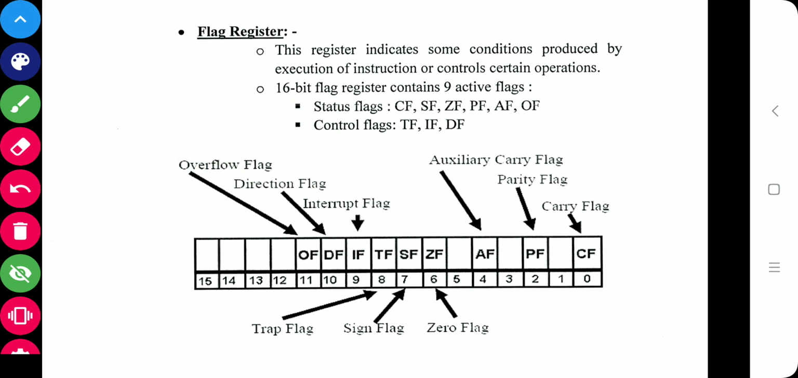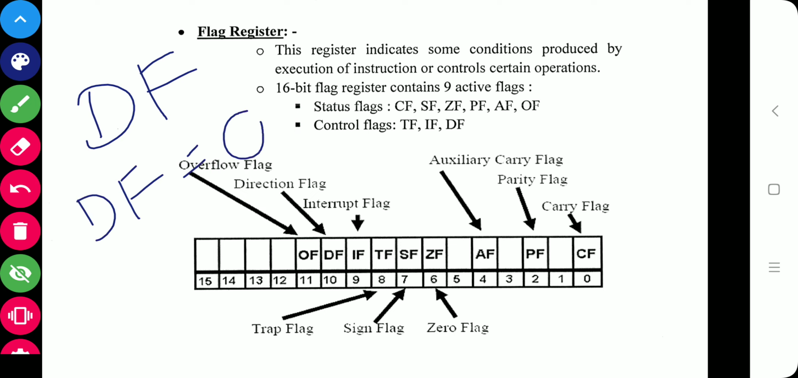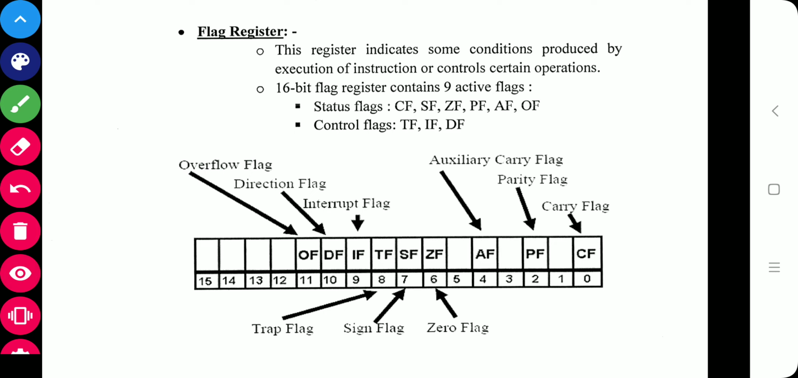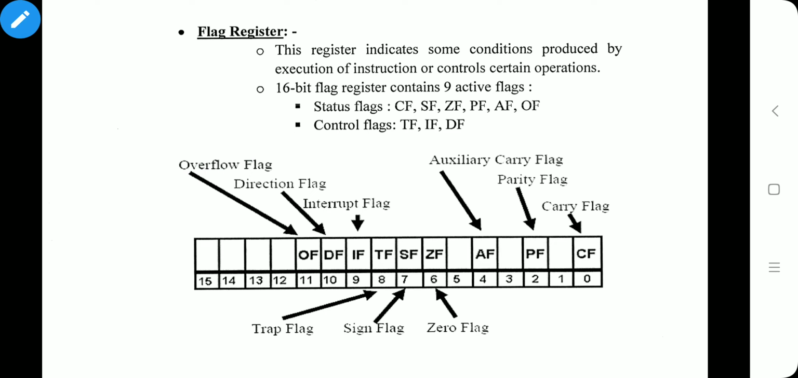Then the direction flag DF is used for string operation. If DF is 0, then it operates in the reverse order. If DF is 1, then it operates in the forward direction. So that is the direction flag, which is used for string processing. Okay, so this is the flag register.